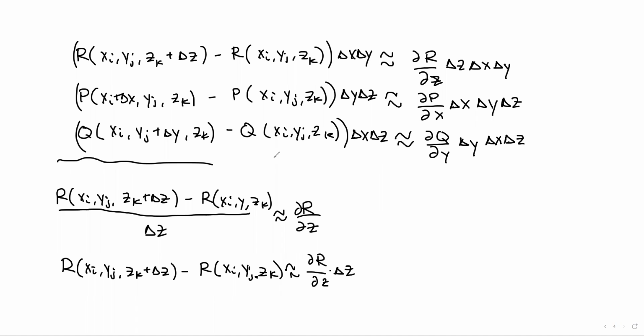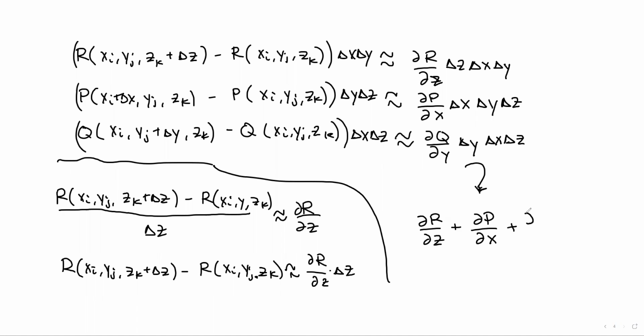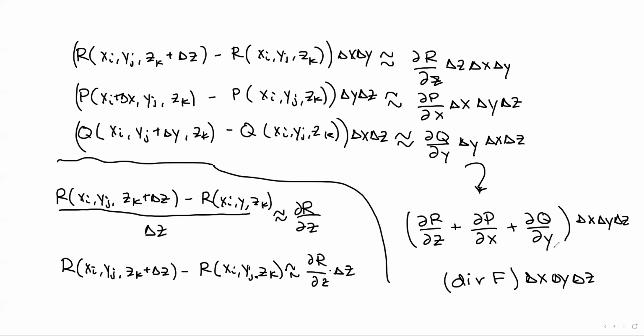And if you put all of them together, since we're adding here, we can put all of them together. And what happens here, you get partial of r with respect to z plus the partial of p with respect to x plus the partial of q with respect to y, change in x, change in y, change in z. And what is that? That is the divergence of f times change in x, change in y, change in z.